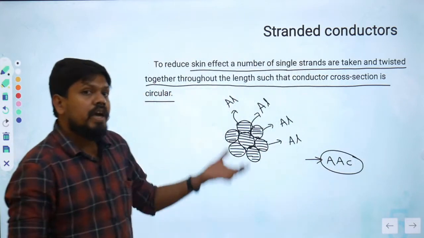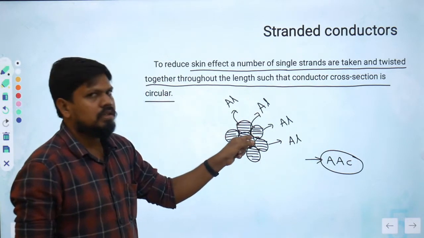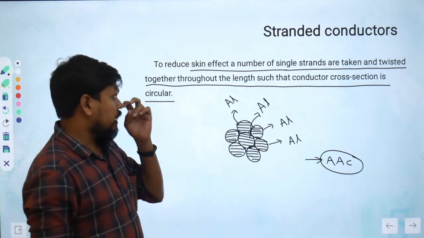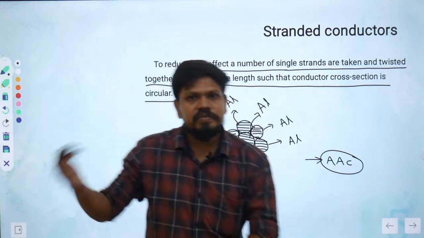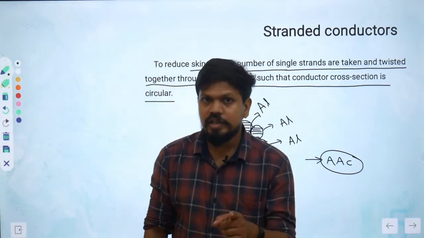So why are we using it like this? Because if you use a single big conductor, skin effect will be more. That's why we are using it like this. To reduce the skin effect, instead of solid conductors, we are using a stranded conductor system. Got the point, right?